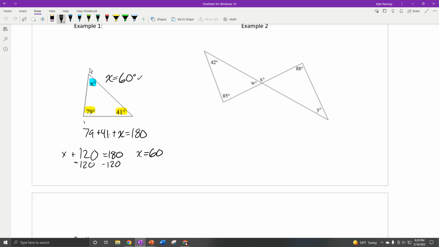You can do a quick little check. 60 plus 41, that's 101. 101 plus 79, that's 180. Good to go.